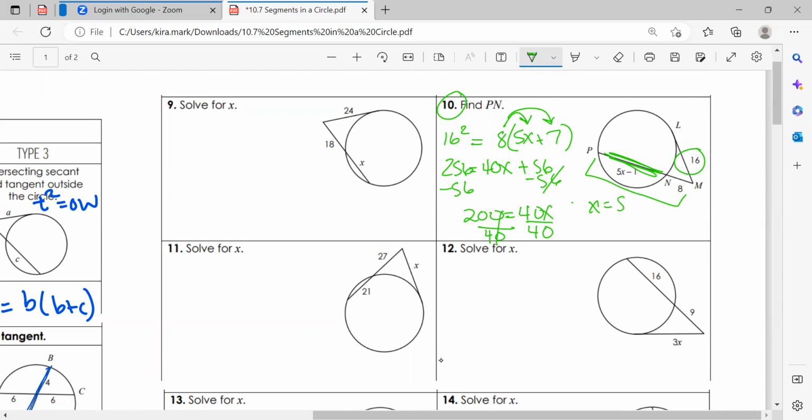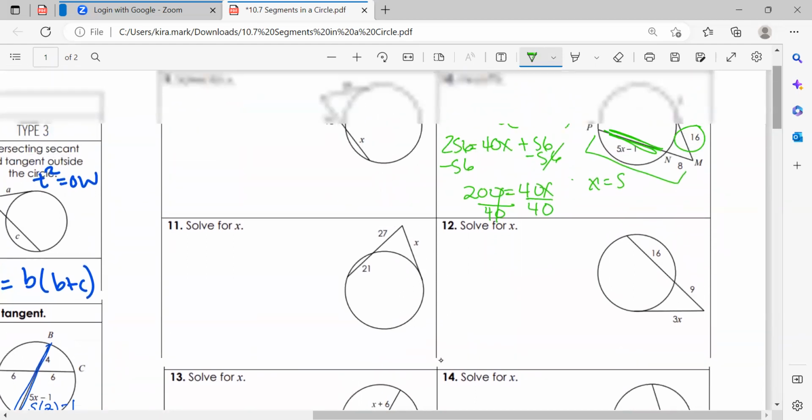And then plug in, yep, it is. Plug in to Pn. So Pn is equal to 5 times 5 minus 1. It's 25 minus 1, which gets me 24. Cool.